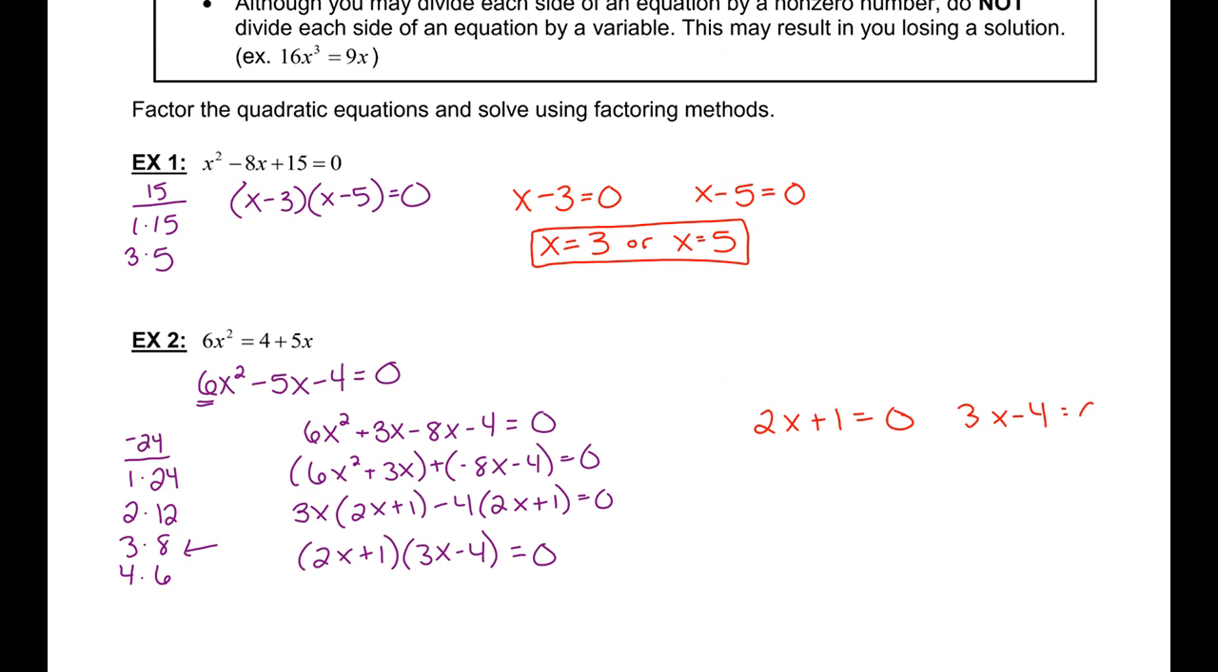So we get 2x is equal to negative 1, or x equals negative 1/2, or 3x equals 4, or x equals 4/3.